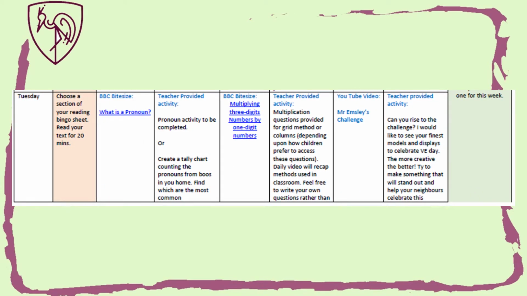Good morning, so it's Tuesday and we have a timetable again. We are starting with reading as always. Before we move on to some English that links well with yesterday's English, it's looking at pronouns.